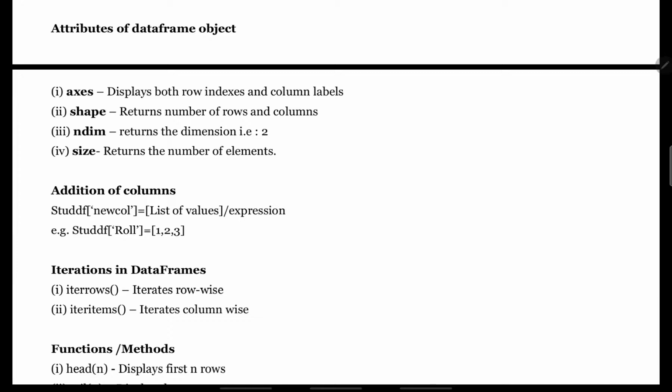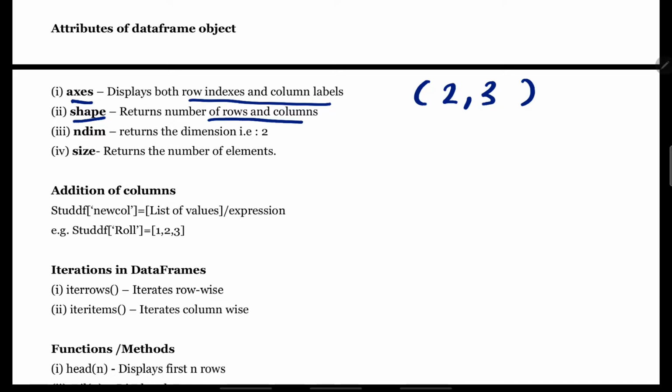Now talking about some important attributes, you have axes, which will display your row index and column labels, and then you have shape. Shape will give you the number of rows and columns. If I ask you for the shape of a particular data frame, the output will be in the form of a tuple. Suppose it is 2, 3. It means it has 2 rows and 3 columns. So that is how you get the output whenever you use the shape attribute.